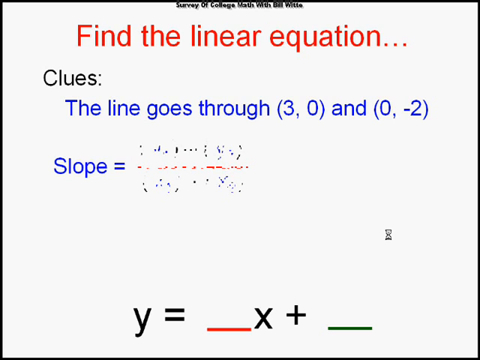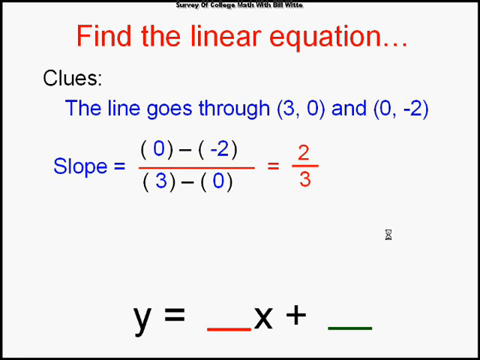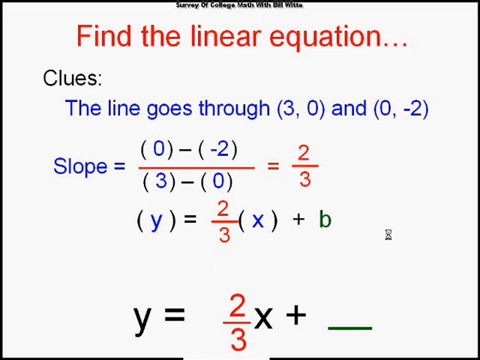I can use my slope formula again, y1 minus y2 over x1 minus x2. And guess what I get? 2/3. So let's put that here for the slope. And now they're all the same. I'm going to pick either point, and these are easy points. Pick either point to put in for x and y. If I put in the (3, 0), the 3's will cancel. I love that. And it looks like b's going to have to be a -2. And I'll put that in. And it doesn't get much harder than that.